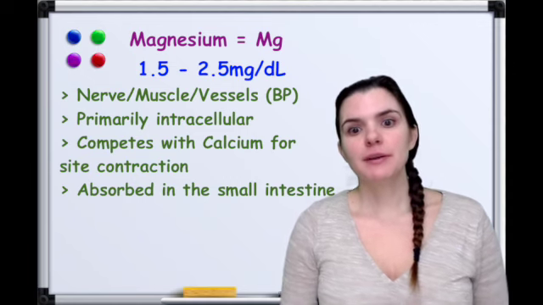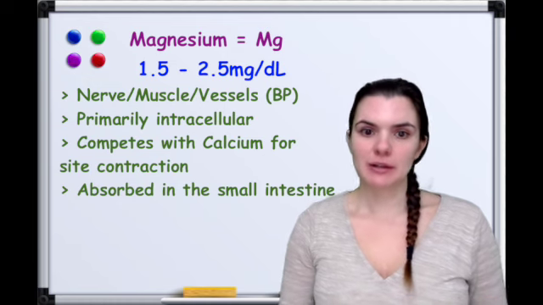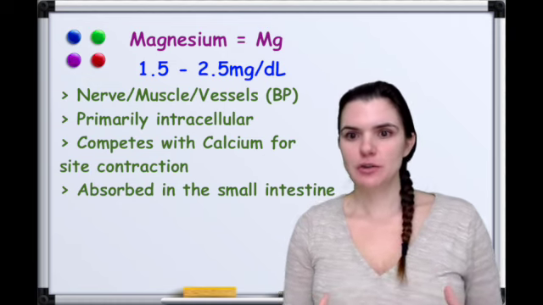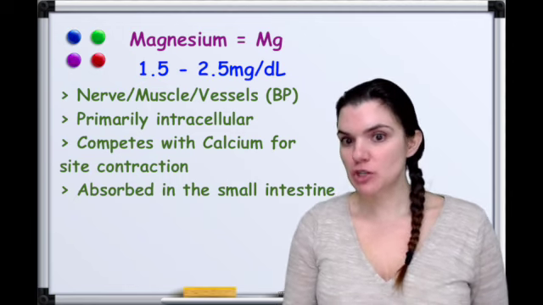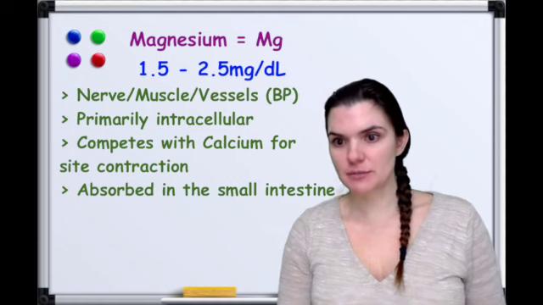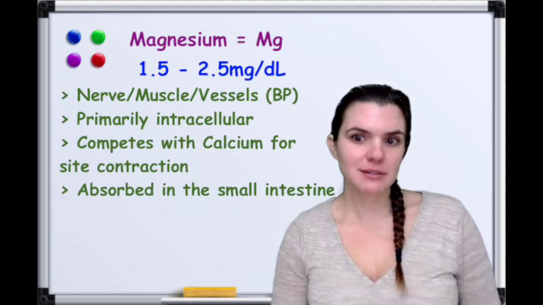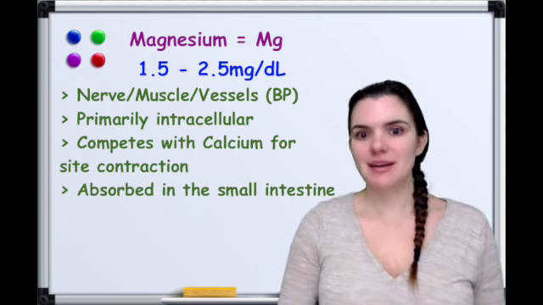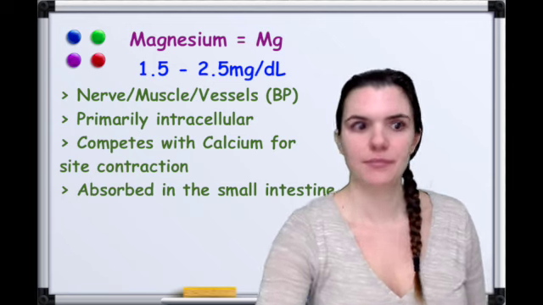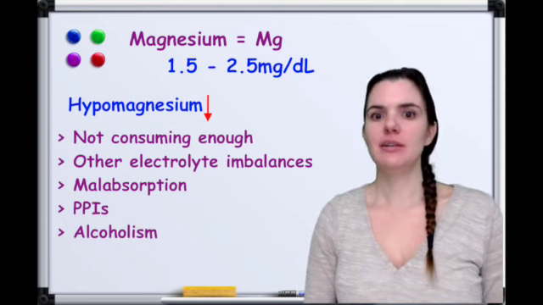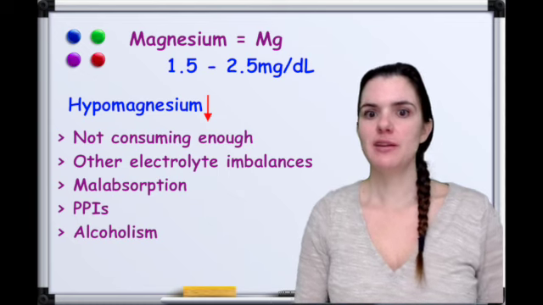In addition, it plays a role with our vessels, maintaining our blood pressure, and how our muscles contract and relax. Magnesium competes with calcium for that binding spot, which allows the muscles to relax instead of contract. So, think about it this way. If we didn't have enough magnesium to allow our muscles to relax, they will do the opposite, and instead your muscles are going to have spasms, they're going to cramp, and they're going to contract. A normal magnesium level is 1.5 to 2.5 milligrams per deciliter. As you can see, that range is very narrow.